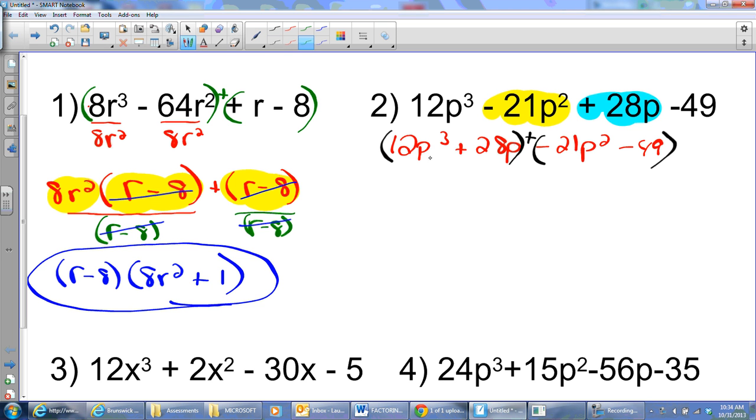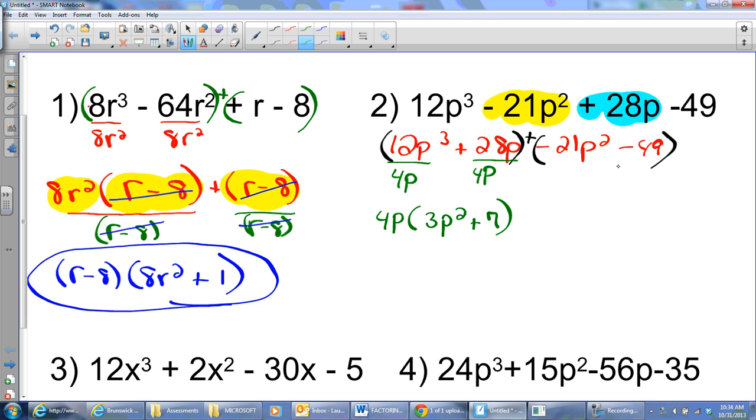I think the GCF of the first quantity looks like it's going to be a 4p. Okay, so I'm going to have a 4p times 3p squared plus 7.